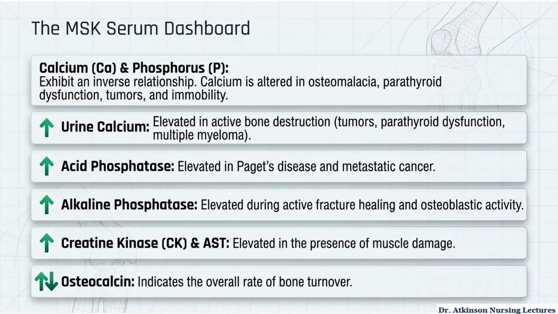6 key biomarkers help complete the musculoskeletal picture. Calcium and phosphorus usually move inversely, and calcium abnormalities may signal osteomalacia, parathyroid disease, tumors, or immobility. Elevated urine calcium suggests active bone destruction. Acid phosphatase rises in Paget disease and metastatic bone cancer. Alkaline phosphatase increases with fracture healing and osteoblastic activity. Creatine kinase and AST rise with muscle injury, but CK is more specific for muscle damage. Osteocalcin reflects overall bone turnover and increases with accelerated remodeling.